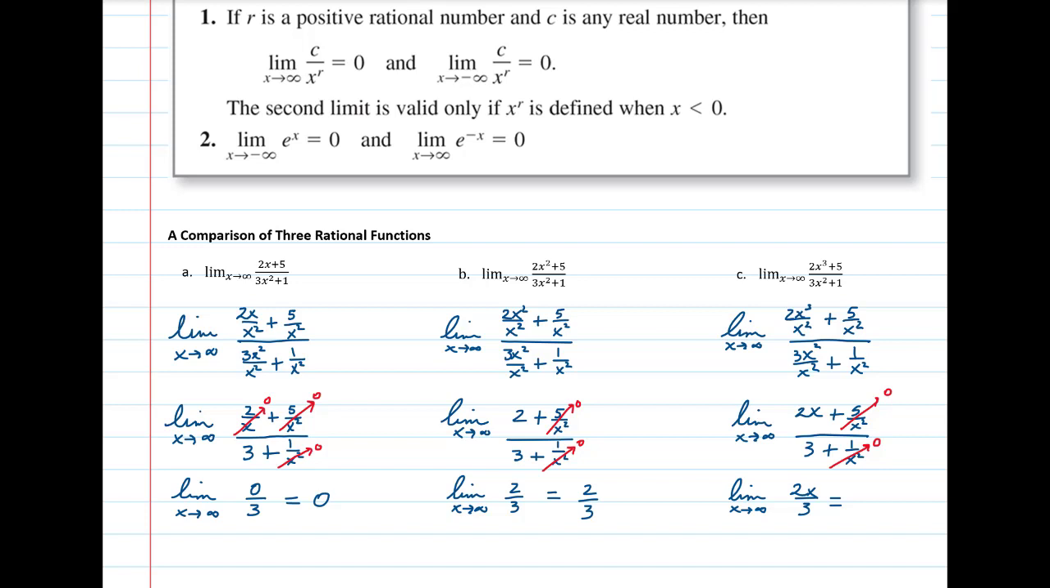And this is just a linear function, 2/3 of x, which as x gets larger and larger just goes to infinity. So in this case, this third one, the limit doesn't exist, it goes to infinity.